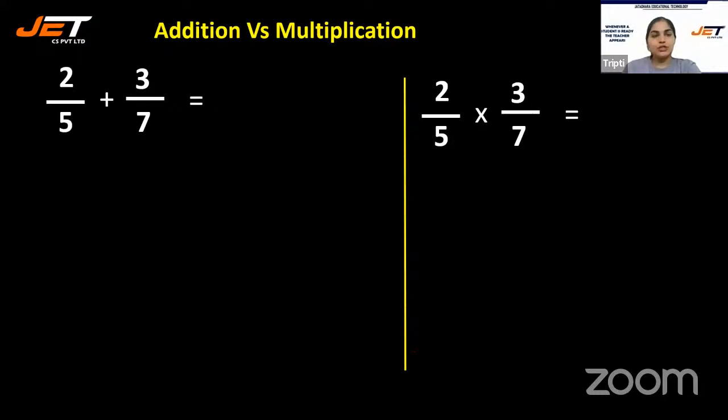Okay, now 2 by 5 plus 3 by 7 and 2 by 5 times 3 by 7. What is the sum and the product? I hope you are doing it with me.